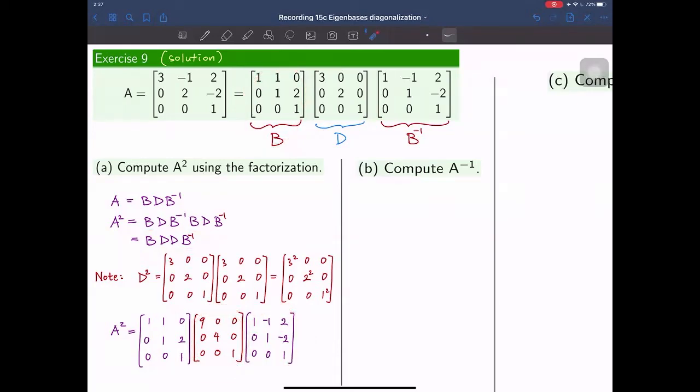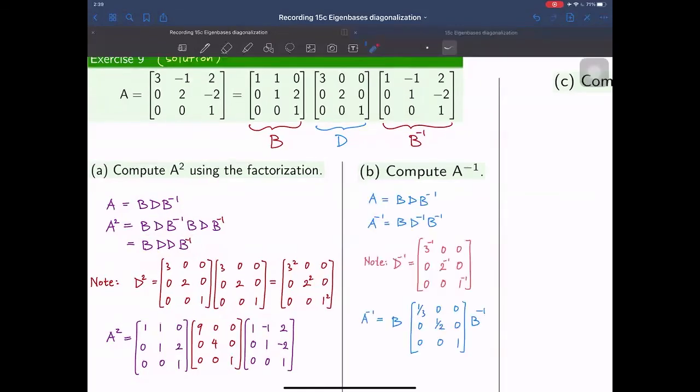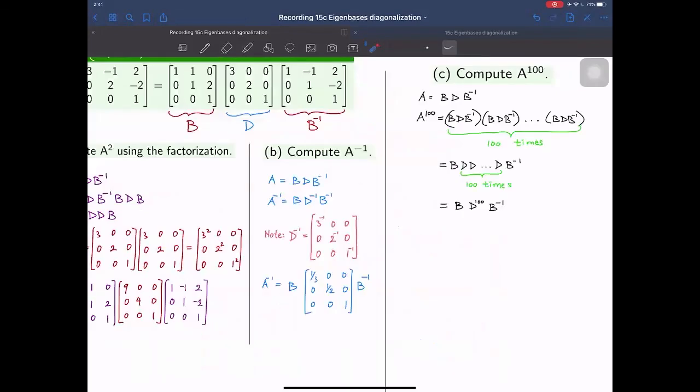And then the inverse of A is equal to B times the inverse of D times the inverse of B. But the inverse of a diagonal matrix is easy to compute. We have, again, a diagonal matrix where each entry is the inverse of the original number. The inverse of a number is just 1 over that number. So I have like 1/3, 1/2, and just 1 here. So A inverse is just this matrix B times this matrix, which is the inverse of D, times B inverse, which is this matrix.